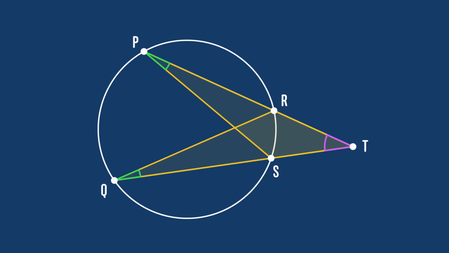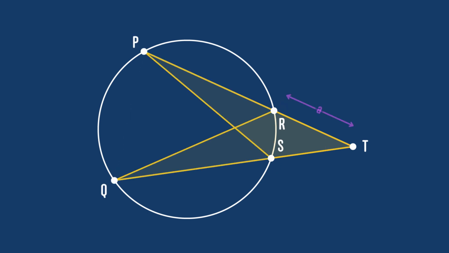Angles SPR and SQR are equal because they are subtended by the same chord SR, and then angles PSQ and PRQ are equal because they are each 180 minus the angles PRQ and PSQ, which are equal because they are subtended by the same chord PQ. So triangles PTS and QTR are similar.